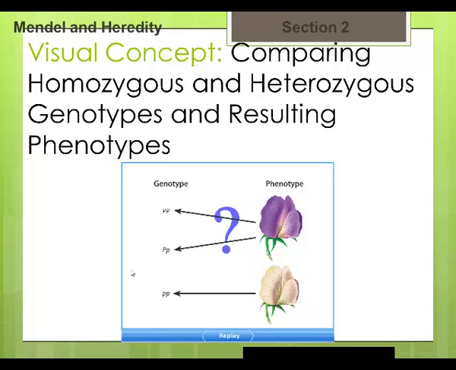So we would know the genotype if we had white flower color, because we know that it's recessive and there can't be a dominant allele present. But in this case, if we had purple flower color, it could be one or the other of the genotypes, big P, big P, or big P, little p. So the phenotype cannot always tell us the genotype, but the genotype can always tell us the phenotype.